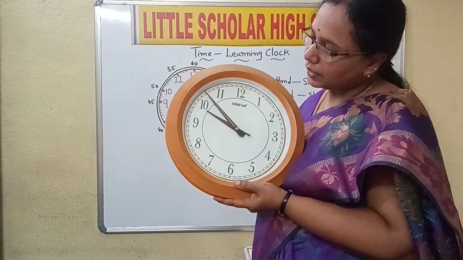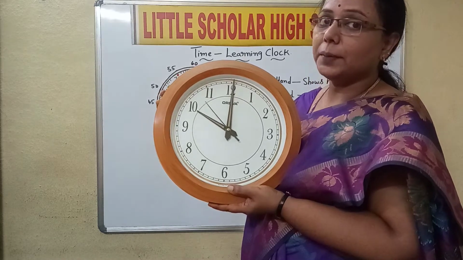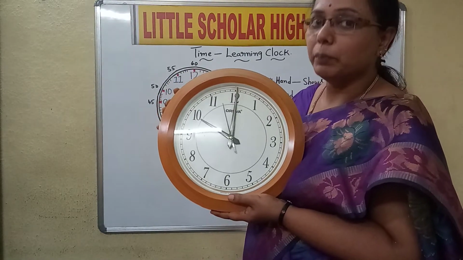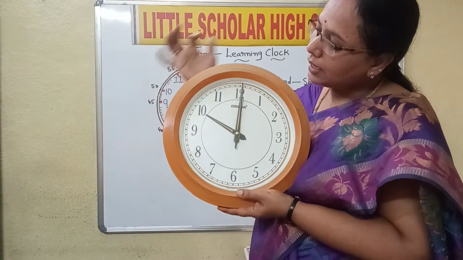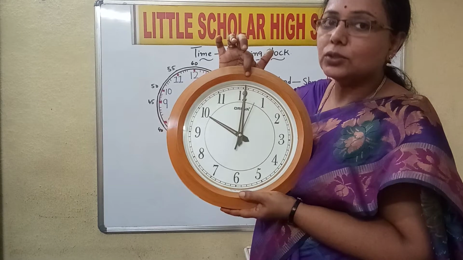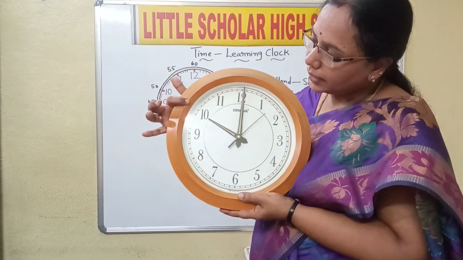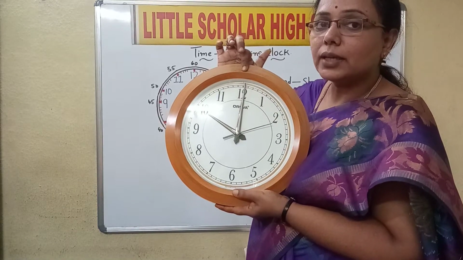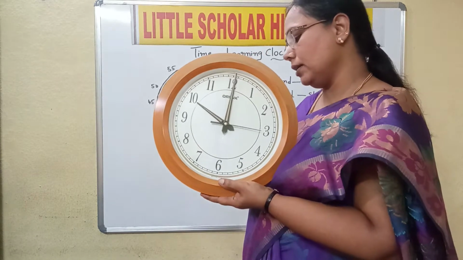Now you should be correct. Yes. Tell me the time. It is 10 o'clock. Why? Because the small hand is on 10 and the big hand is on 12. Small hand is on 10. Big hand is on 12. So what is the time now? It is 10 o'clock. Okay.